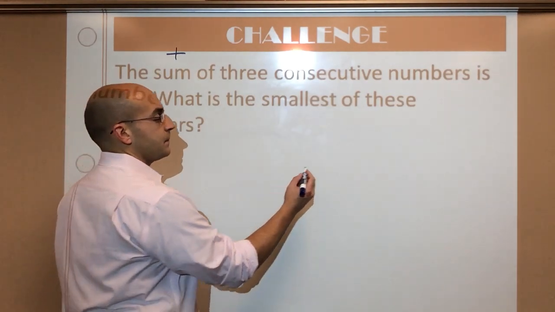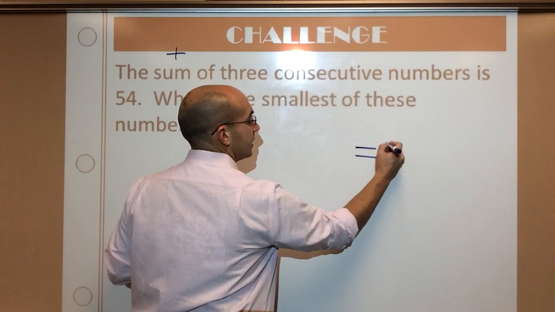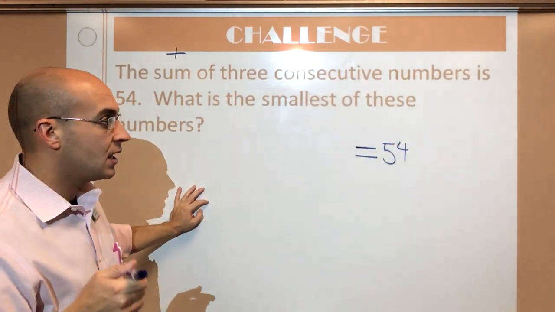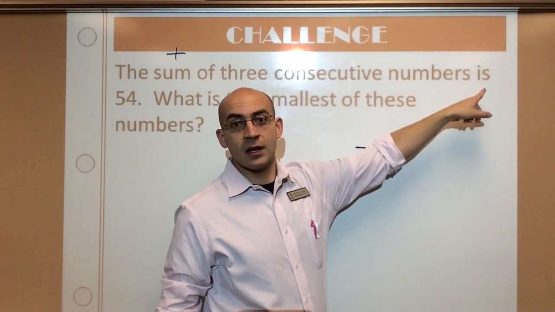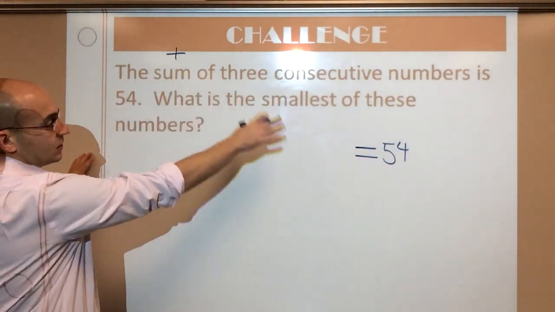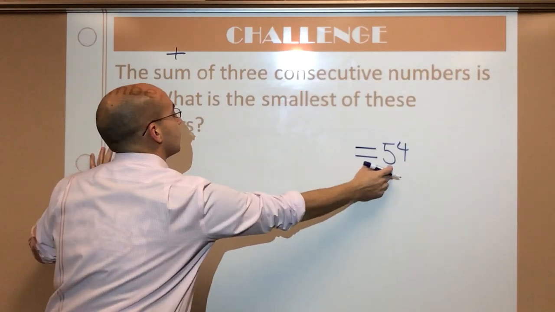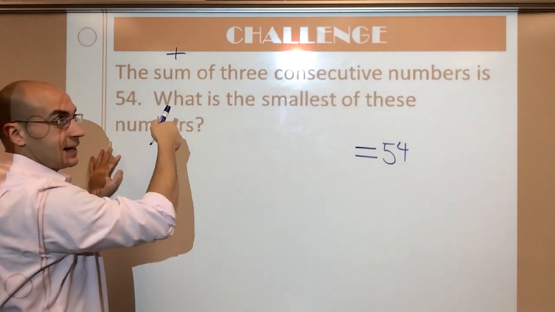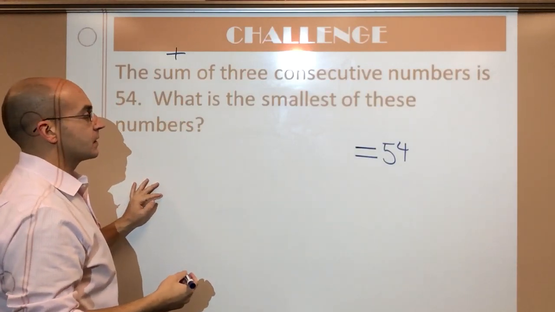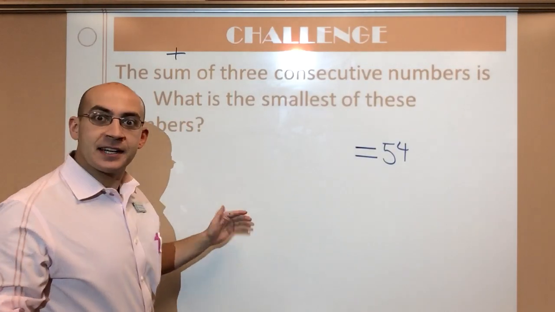So I know that I'm going to have an equal sign here, and there's going to be a 54 here. Now, I know that for sure, for certain, because there's this word is over here. Is means equals, okay? So I know whatever is going on the side has to equal 54. And we've already identified that I'm going to be adding stuff together. Now, how do I find the three consecutive numbers?